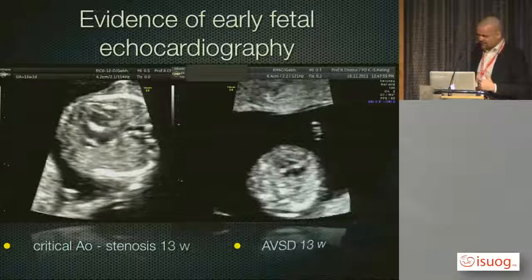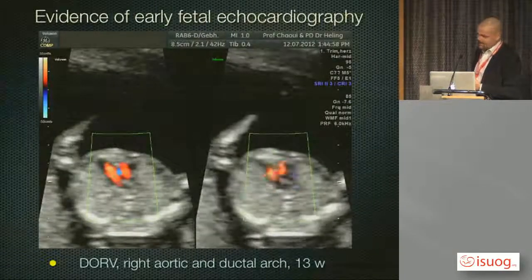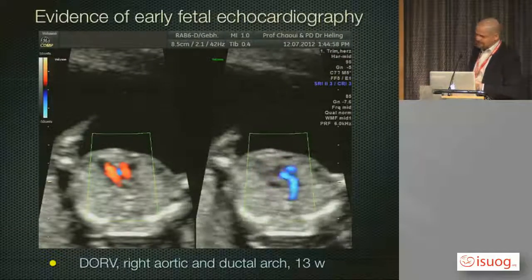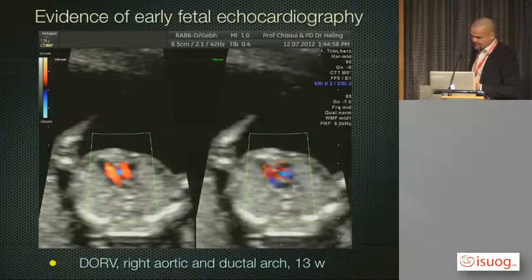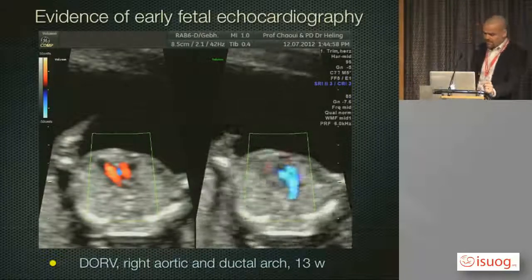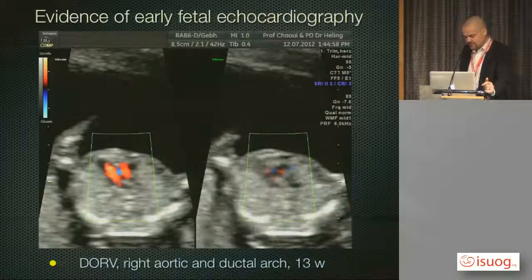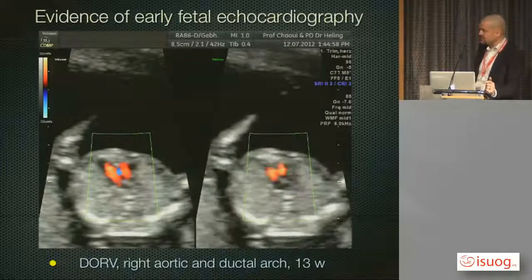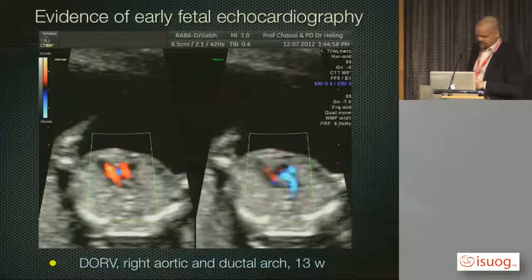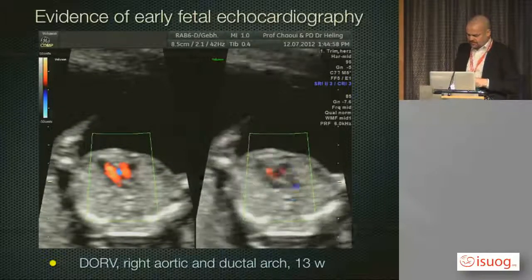And also with color, you need very good color in early pregnancy. You see normal diastolic filling of the ventricles and parallel course of the great vessels in blue, both coming from the right side. And on top you see both arches going to the right, so double outlet right ventricle, right aortic and right ductal arch, normal chromosomes. So, and the last is we go to the 3D.